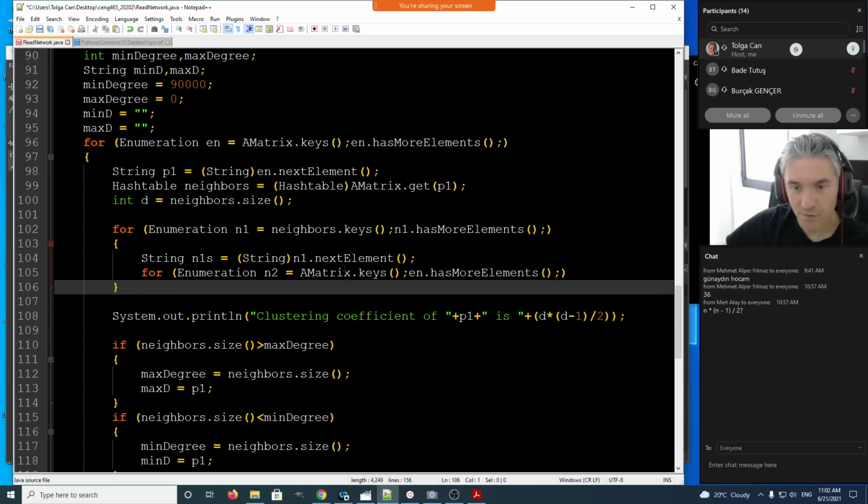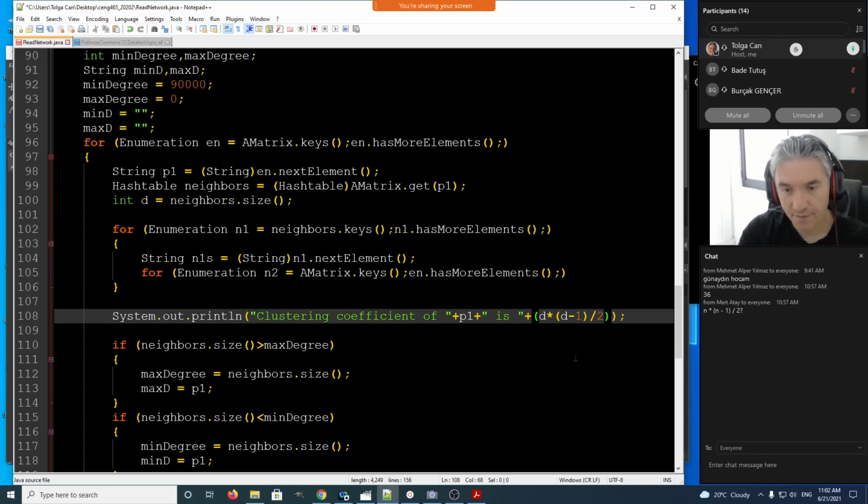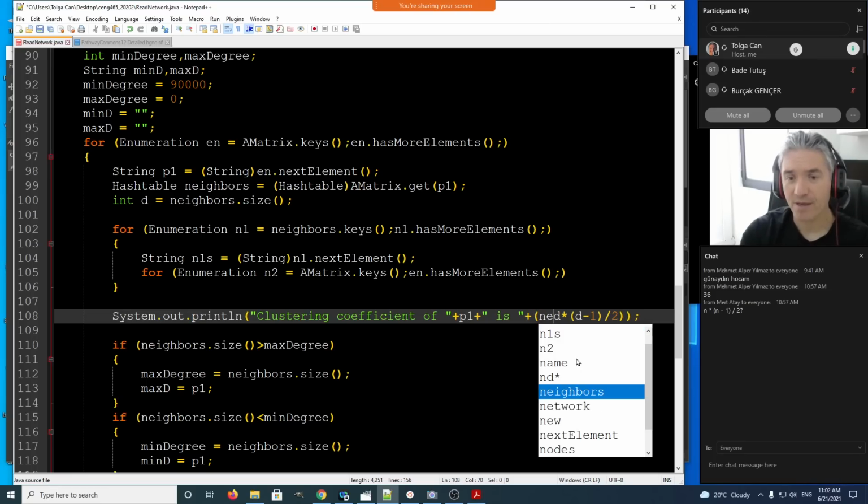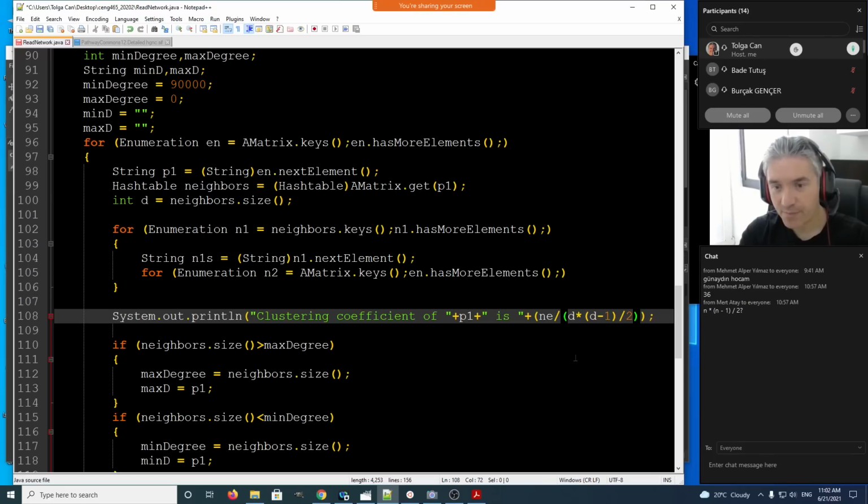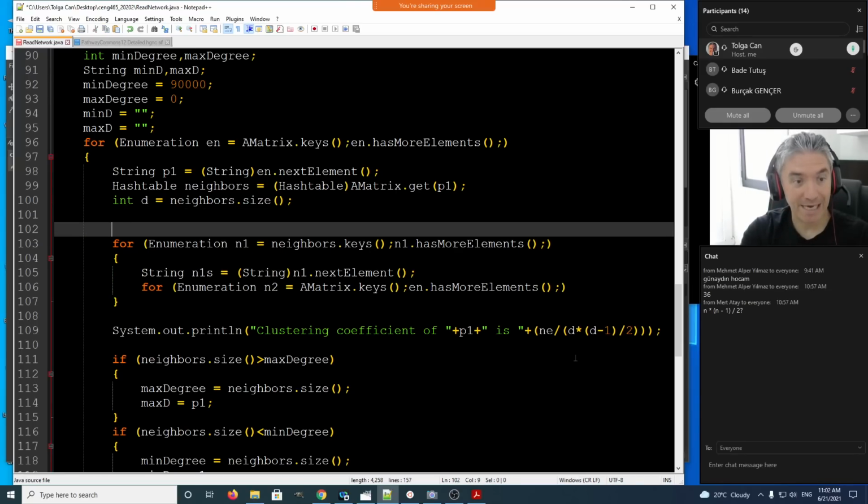I will do something like this. I will have n. Oh, I was already using n for something else. So for example, let's call it NE, divided by this number. NE will be the total number of edges between my neighbors, and this is the maximum number of edges there could be between my D neighbors.